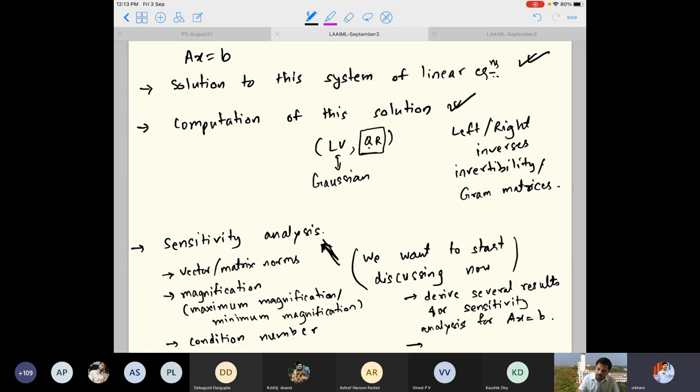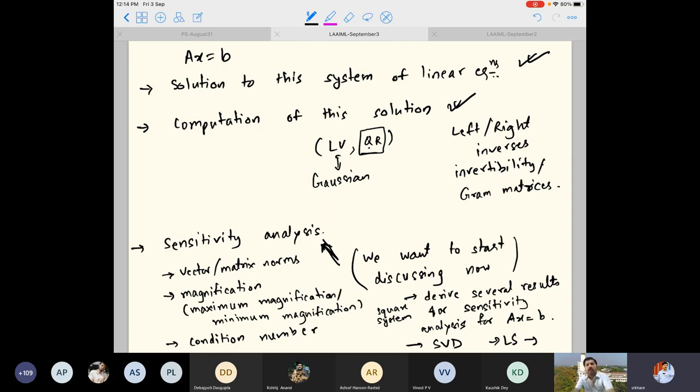Then we will do something which is very important for us, singular value decomposition. This is for square systems: Ax is equal to b will be done for square systems. Then we will do SVD, then we will do the least squares problem, and then we will do sensitivity analysis of the least squares problem using singular value decomposition. So that is the flow. That is what we are really going to do.